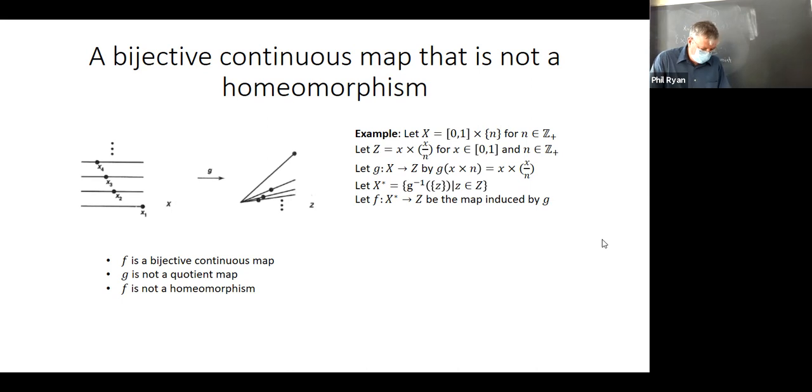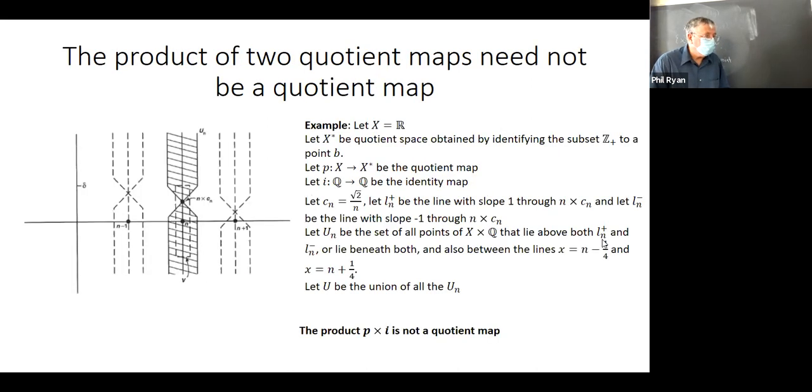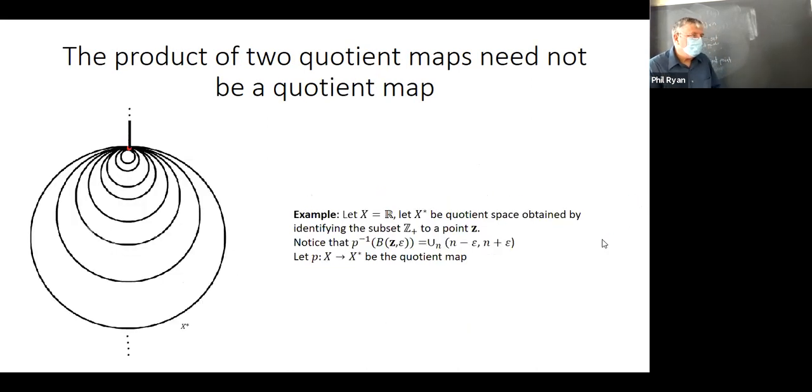Here's an even more fun example. I really like this example. This is the one to show you that the product of two quotient maps is not a quotient map. So how do we reconstruct this?